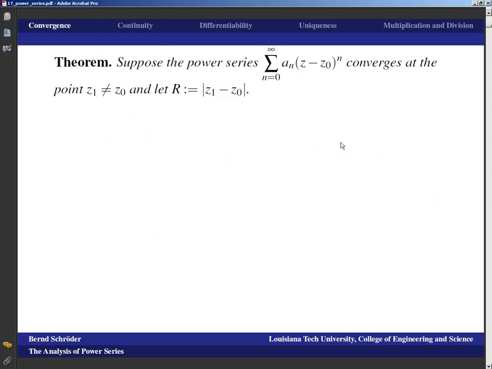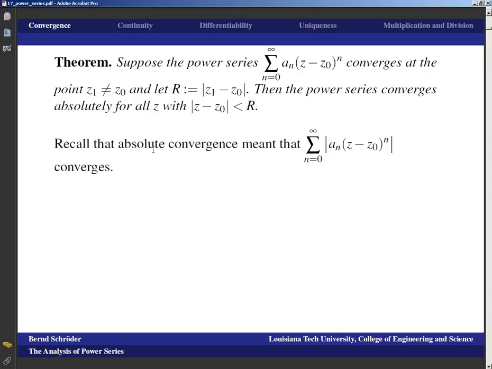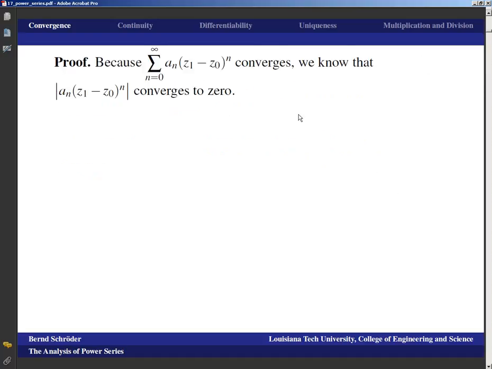So let's see, what's our first theorem? Our first theorem is we're looking at a power series, and we assume that it converges at the point z1 not equal to z0, and we let capital R be the absolute value of z1 minus z0. Then the power series will converge absolutely for every z that is inside the circle |z minus z0| smaller than R. Remember, absolute convergence meant that the sum of the absolute values of the terms converges. Okay, so now let's take a look at the proof.